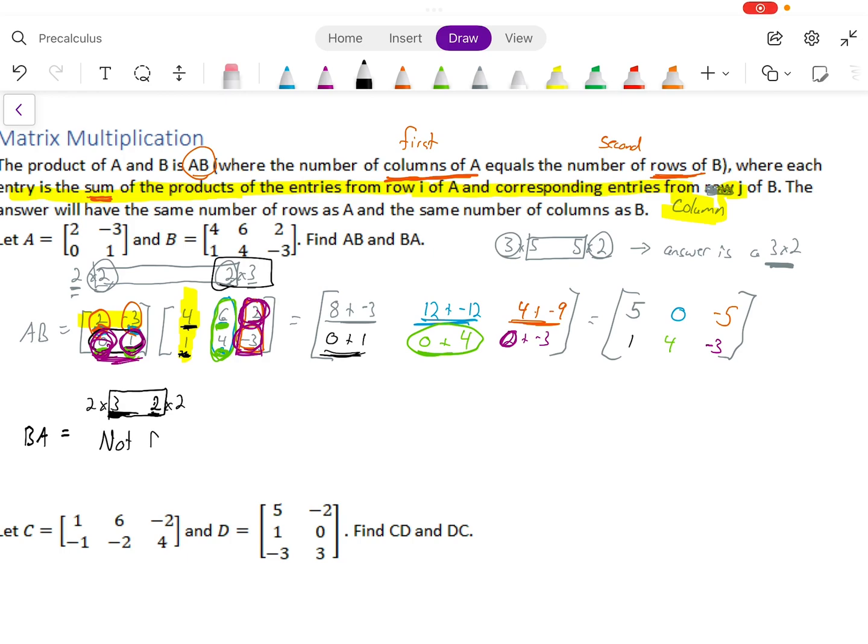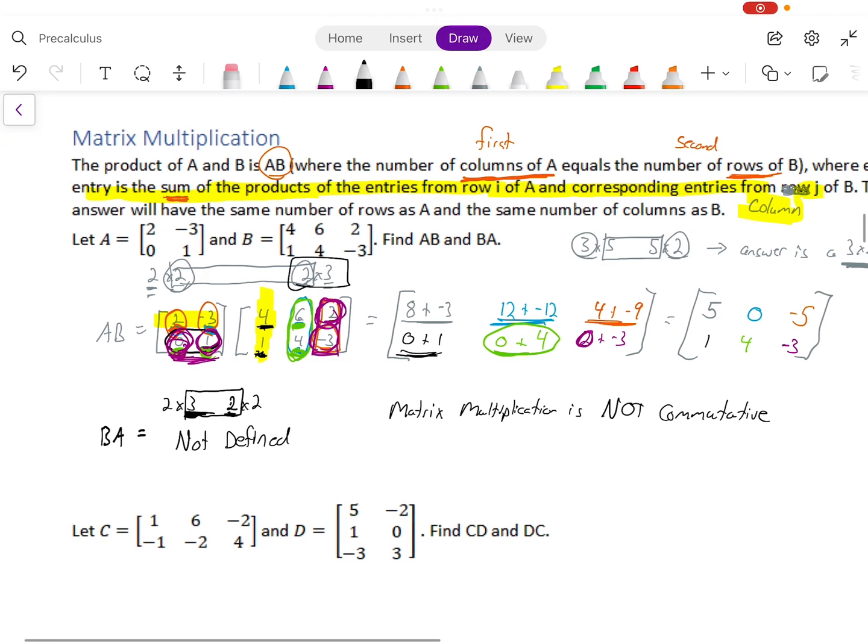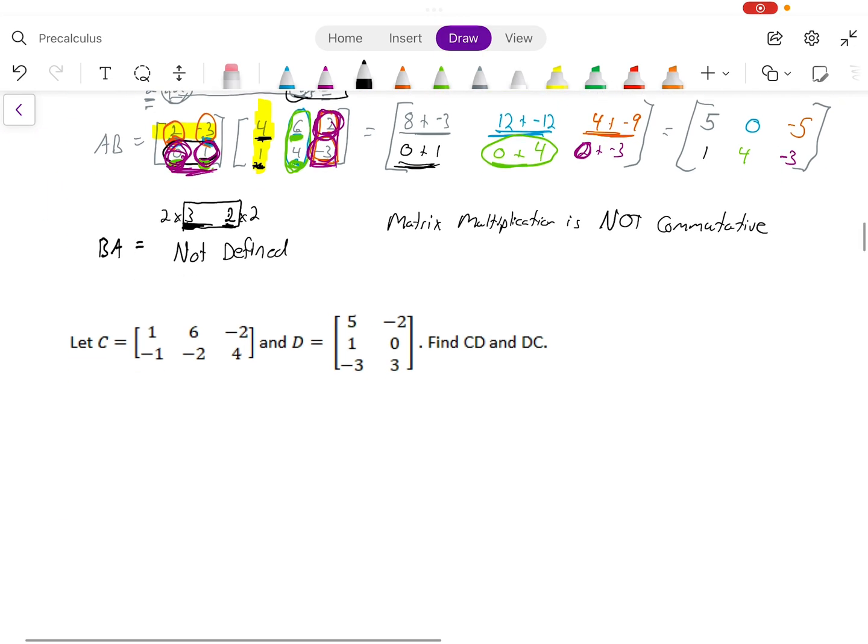We can't multiply those, which, just by this one simple example, shows that matrix multiplication is not commutative. All right. Let's move to our next example here.